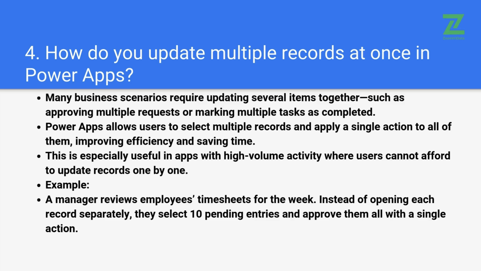How do you update multiple records at once in Power Apps? Many business scenarios require updating several items together, such as approving multiple requests or marking multiple tasks as completed. Power Apps allows users to select multiple records and apply a single action to all of them, improving efficiency and saving time. This is especially useful in apps with high-volume activity where users cannot afford to update records one by one.